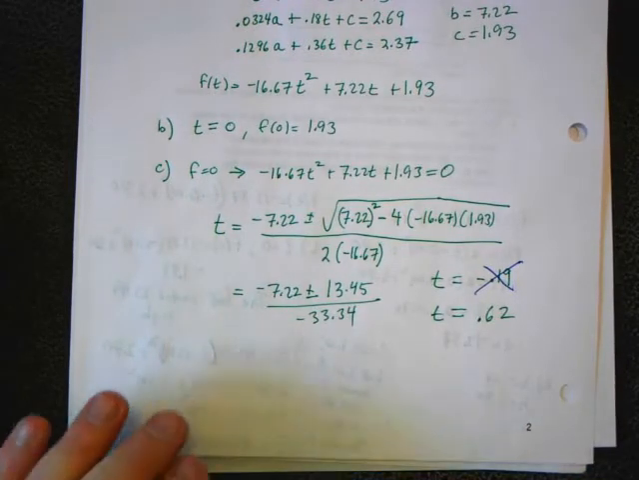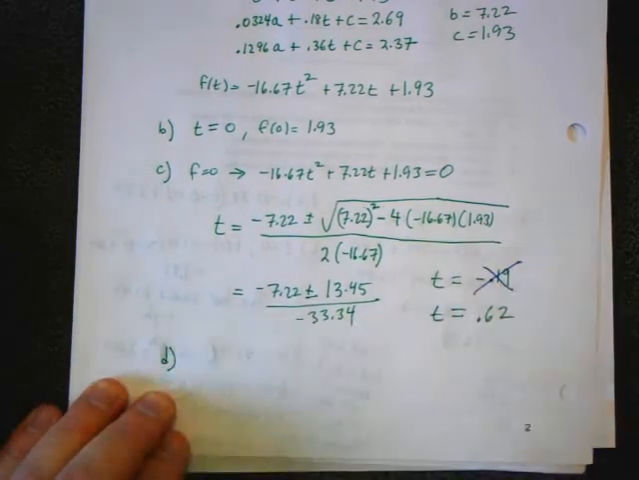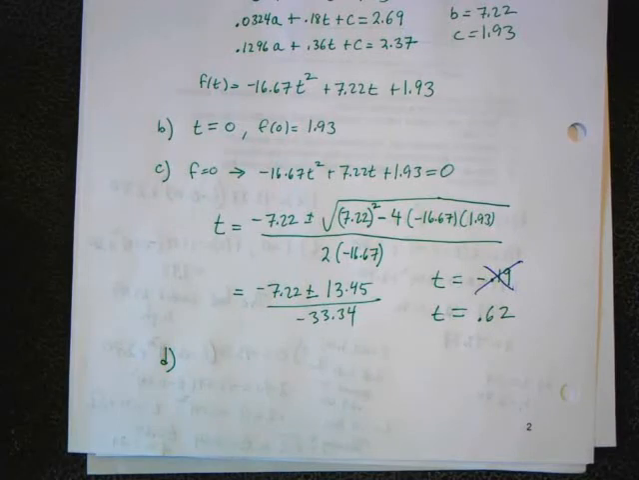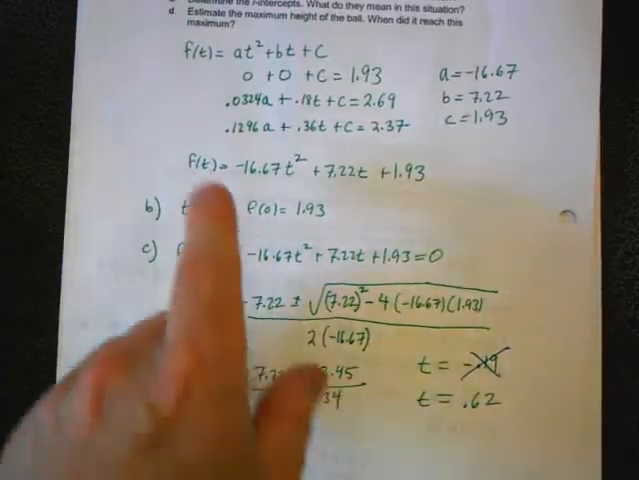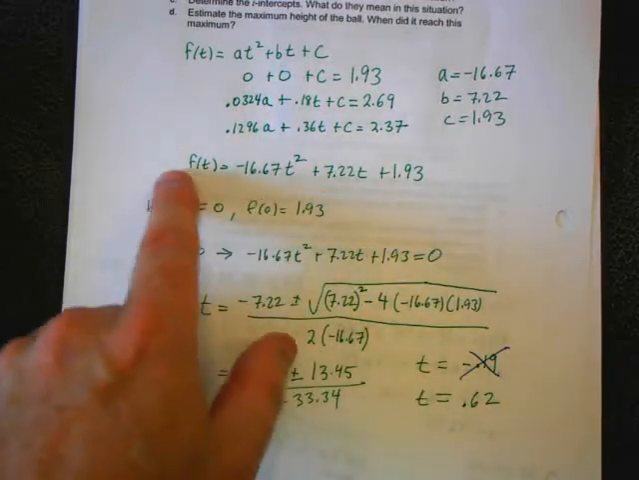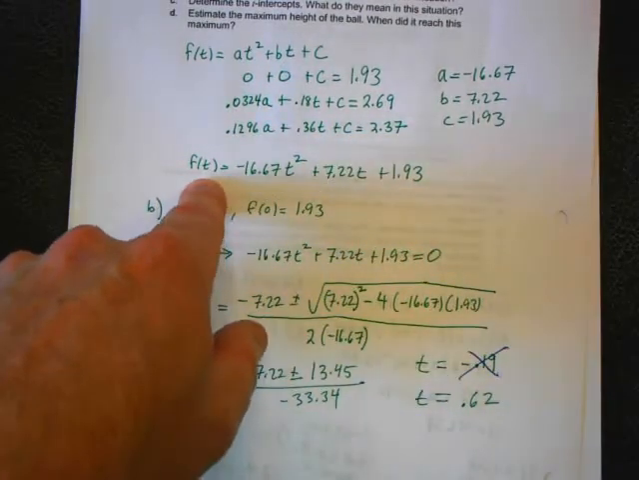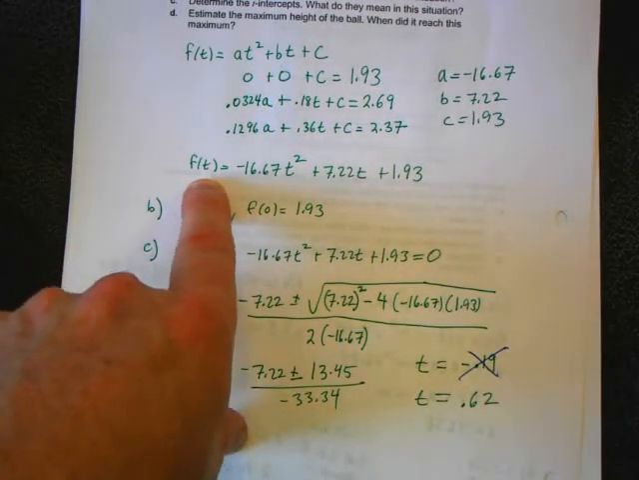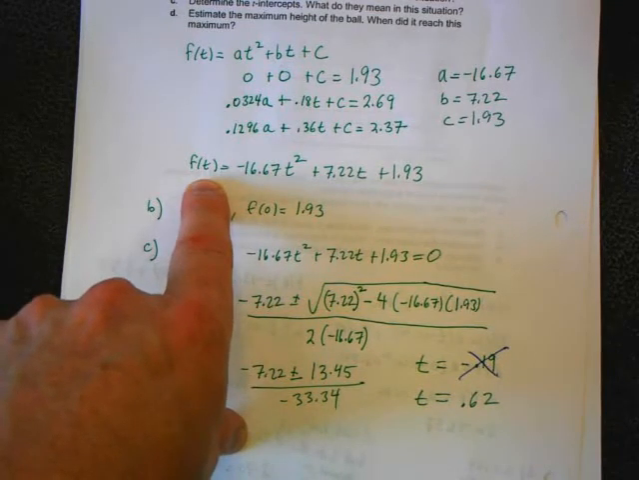And finally, part D. Estimate the maximum height of the ball. When did it reach this maximum? From this equation, how do you find the maximum? What's it asking you to find? What's another word for the maximum? The vertex. That's exactly right.